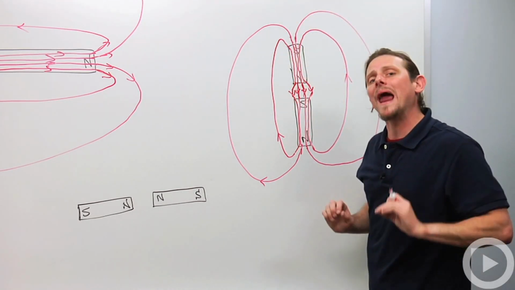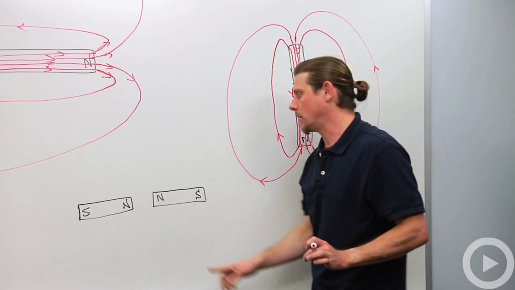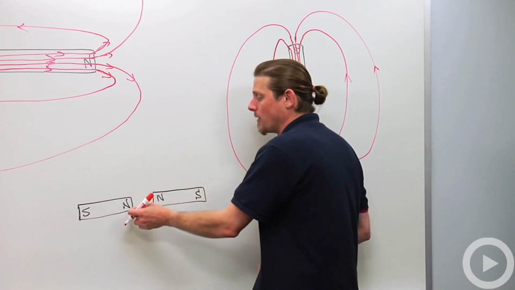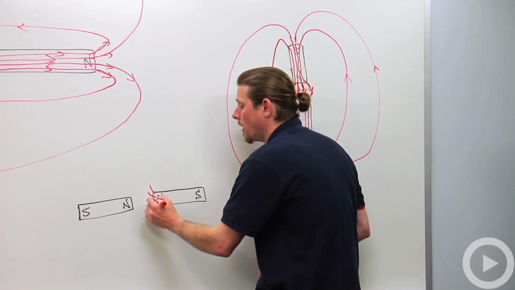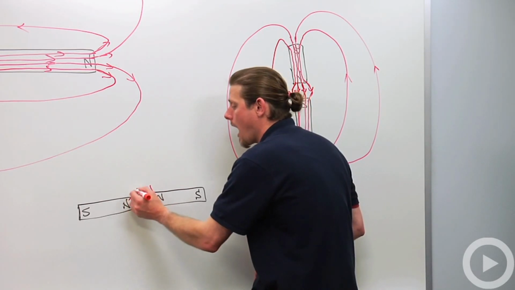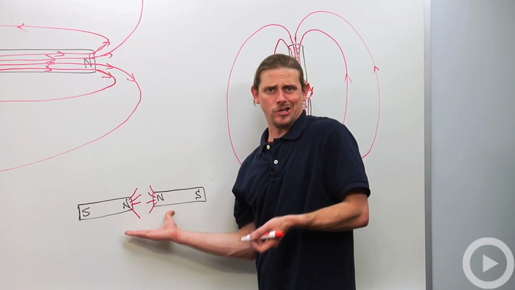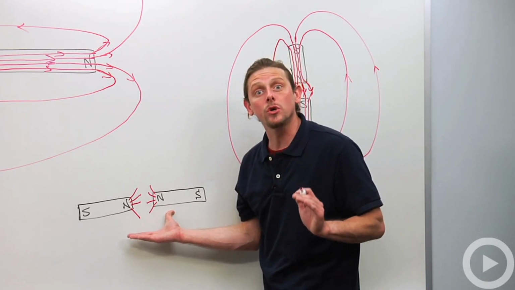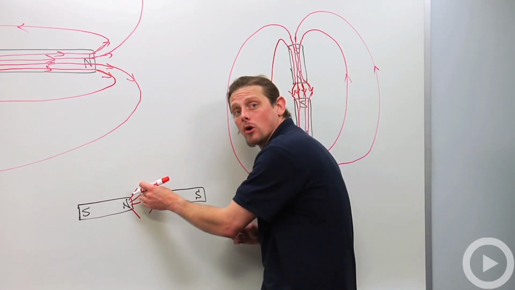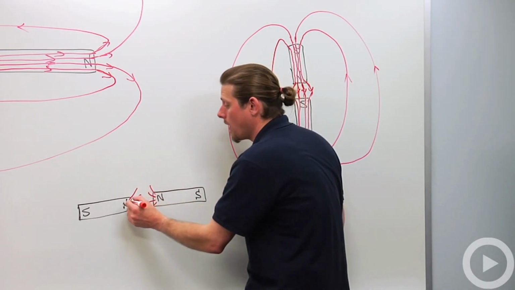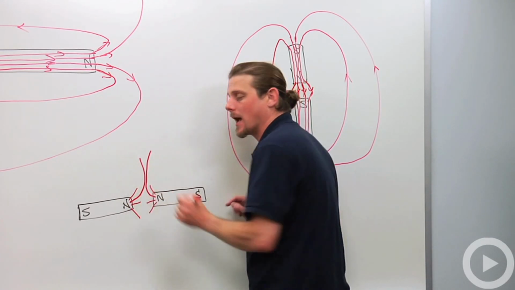All right, what happens if I take two of the same pole and put them next to each other? Let's look down here. So now we've got north pole, north pole. Again, out, out, out. Now what's the difference? I mean, that looks just like it did before. Well, the issue is that now I can't connect them because these guys are all going out. So this one's going to come up and like that. This one's going to come up and like that.